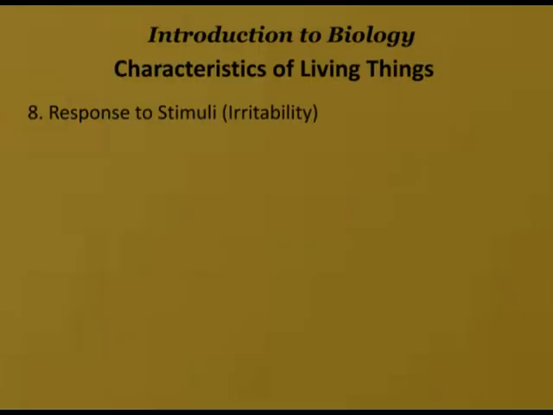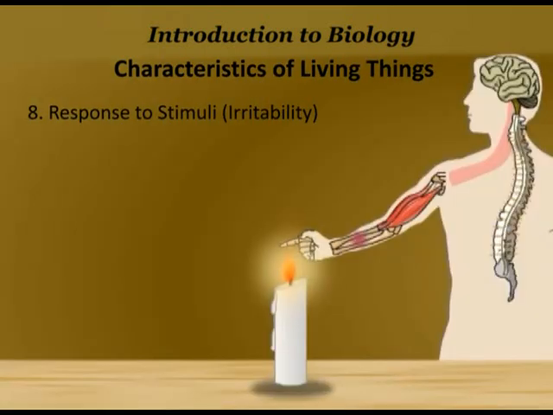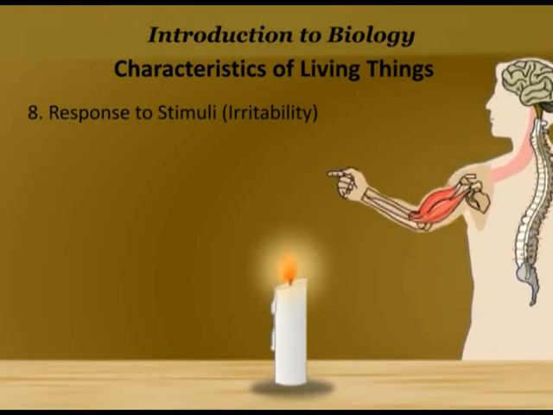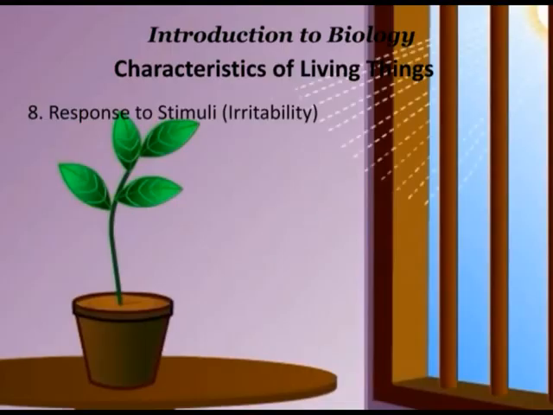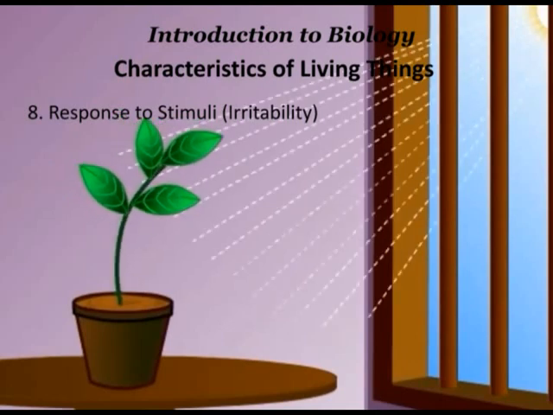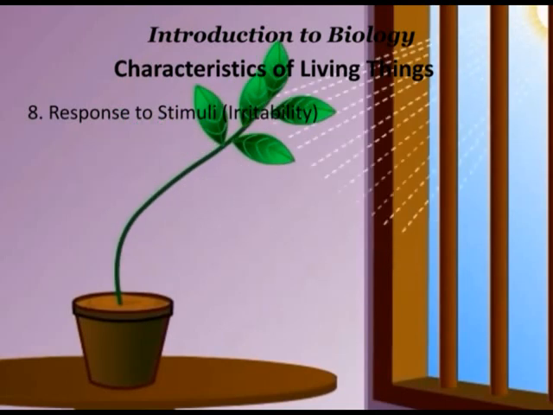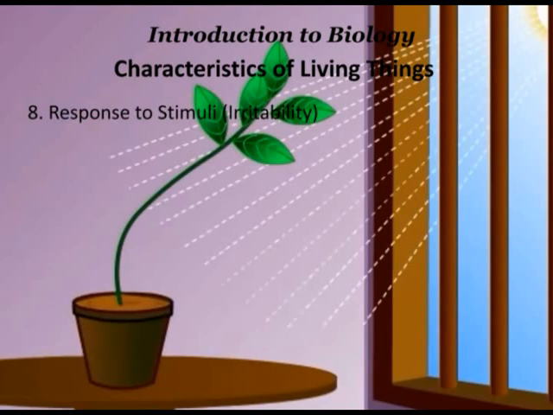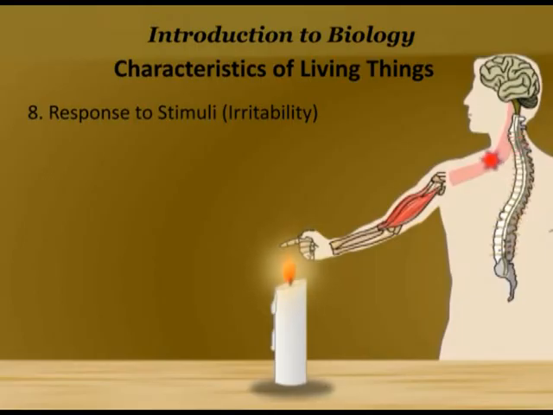Response to stimuli, or irritability. Living organisms respond to changes in their environment, both internal and external. For instance, a person will retreat a hand when pricked or burnt. Plants' shoots will grow towards the direction of sunlight, and so on. This allows organisms to survive and avoid prolonged damaging environments.